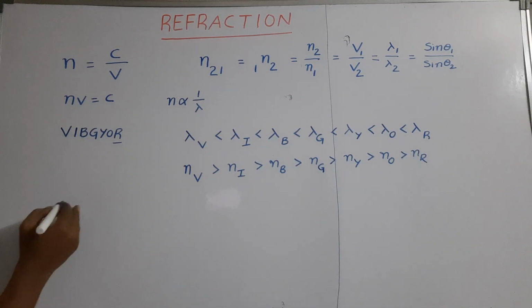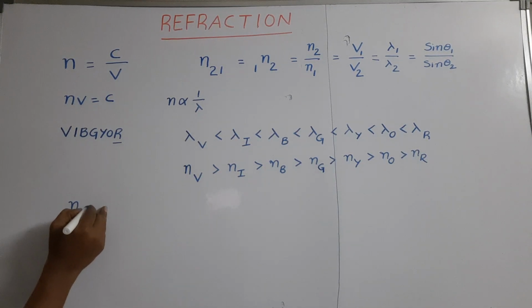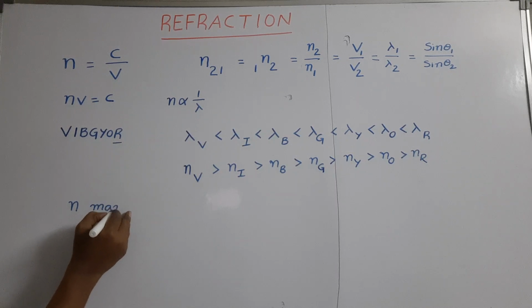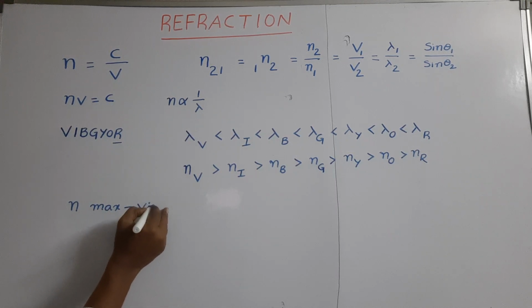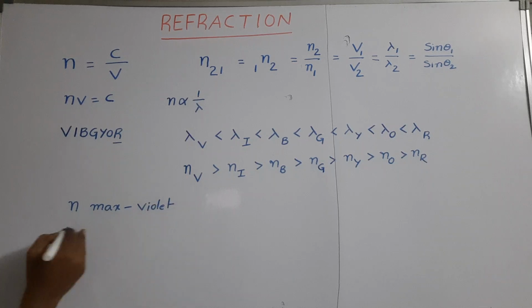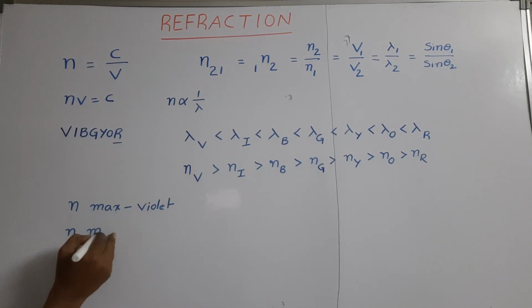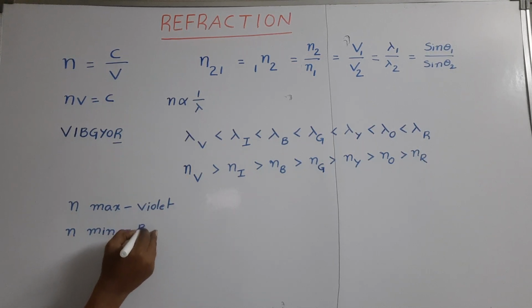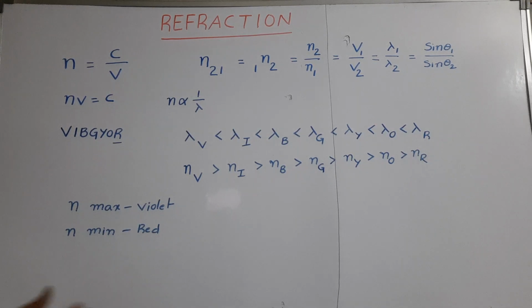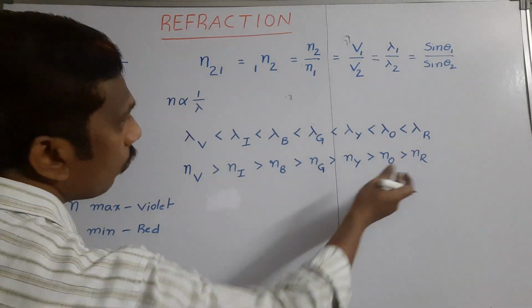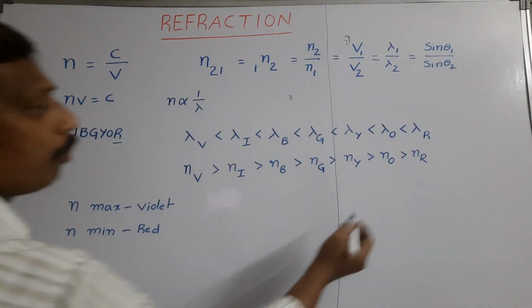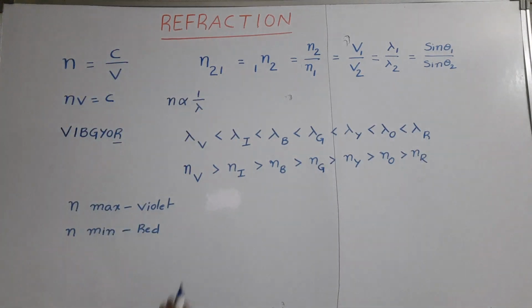So here the refractive index, n value, is maximum for violet and minimum for red color. Refractive index value less means it travels faster. Refractive index value maximum means it travels slower. So out of these colors, red color travels faster in a medium and violet color travels with less speed.